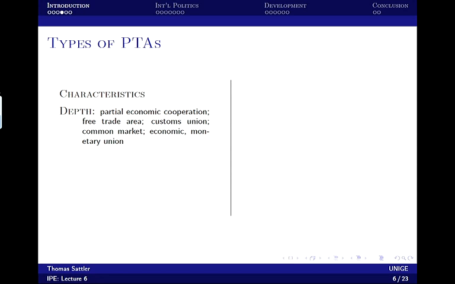The first one is partial economic cooperation or a partial trade agreement, where we only have an agreement that covers a few economic sectors. The European Coal and Steel Community, the starting point of the European integration process, is such a partial economic agreement because it only covers two sectors, steel and coal, right?